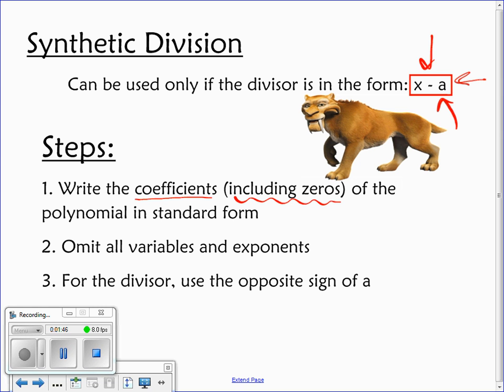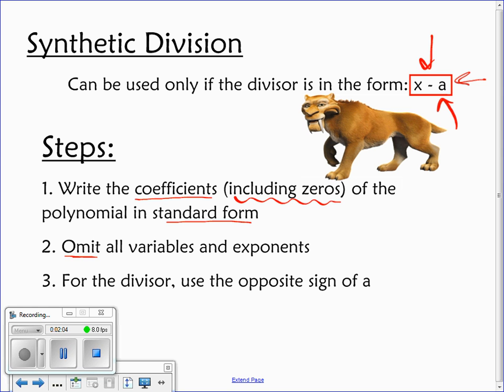Okay, and you'll make sure it's in standard form, as we always do. You're going to omit. What's omit mean? I use that word, and I've found people don't know it. Right, skip it, don't do it. Leave out all the variables and all the exponents. So all you're doing is writing down numbers.